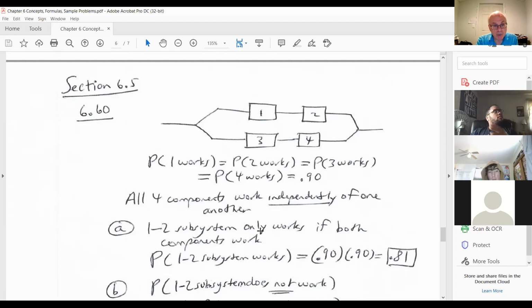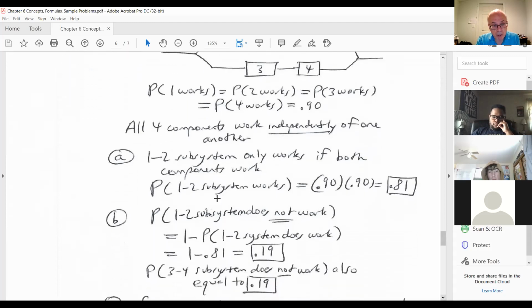So the 1, 2 subsystem only works if both components work. And what's the probability that both components work? 0.9 times 0.9. These are independent components, so we multiply their probabilities. We get 0.81. Okay. What's the probability that this 1, 2 subsystem does not work? Well, it's the complement of 0.81. It's just 1 minus that, which is 0.19.